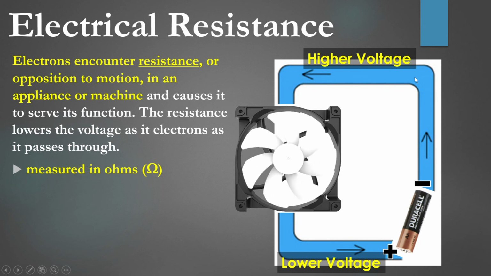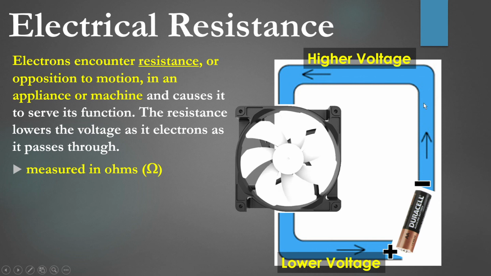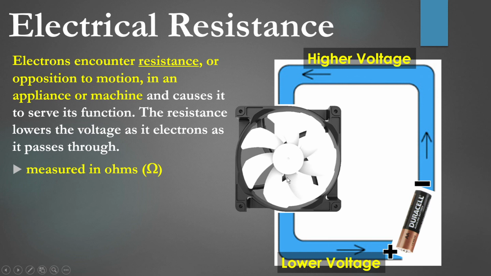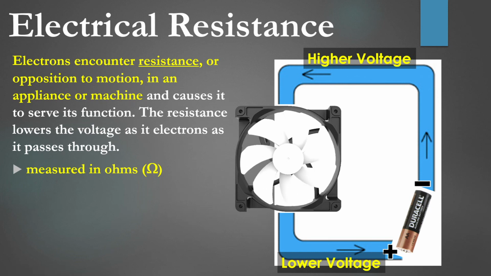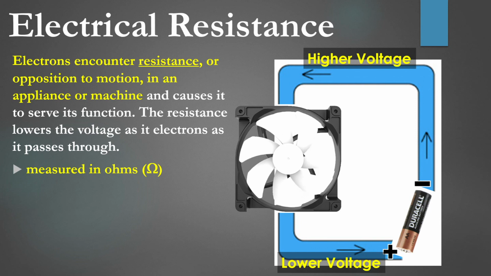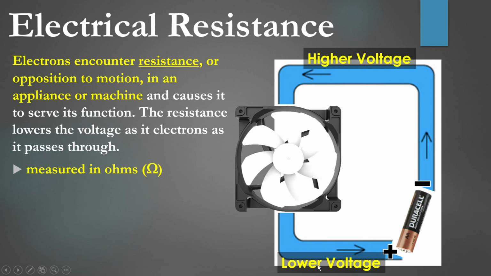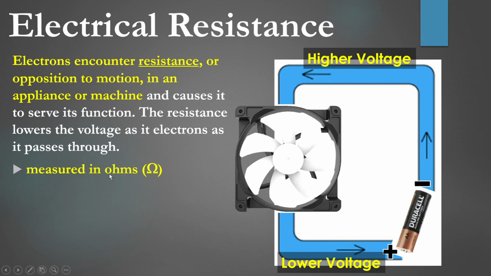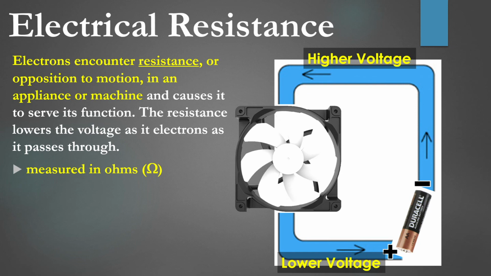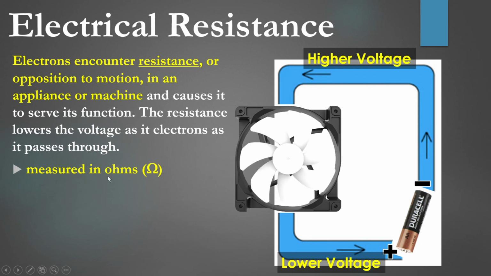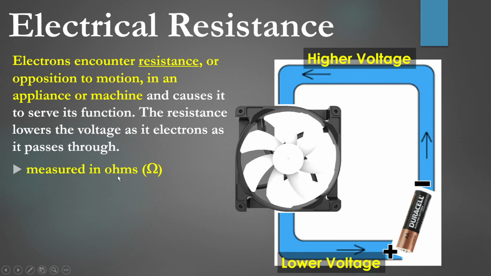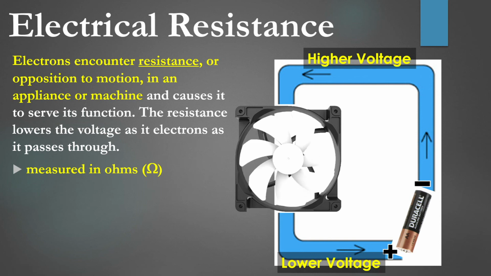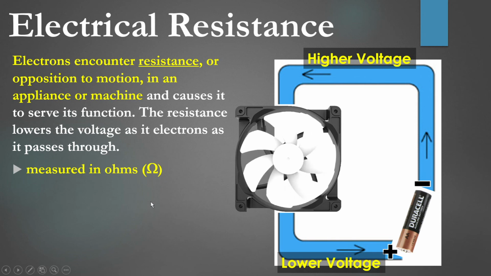So on one end of this circuit here, we have higher pressure, higher voltage. The electrons pass through. They're doing work to make this fan move. But the consequence of that is that the voltage drops. Resistance is measured in ohms. I want to say that's also named after someone who worked with all this stuff. O-H-M-S, and the symbol for ohms is the Greek symbol omega, which is kind of cool.